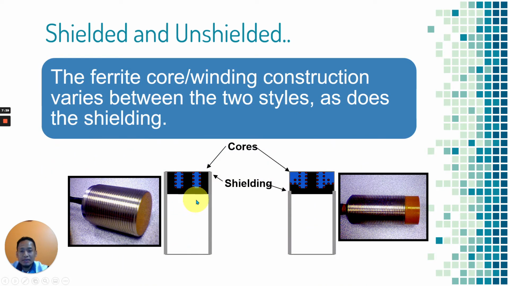So the shielding construction is such as this. This is the only one way towards the outer side, but for the right-hand side, the unshielded sensor may separate the signal from the top and to the left and right to the side.